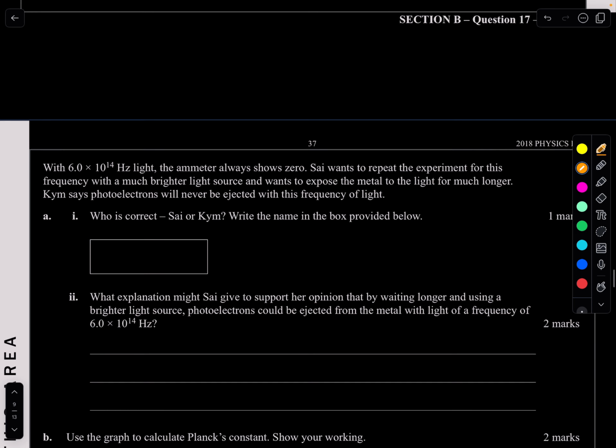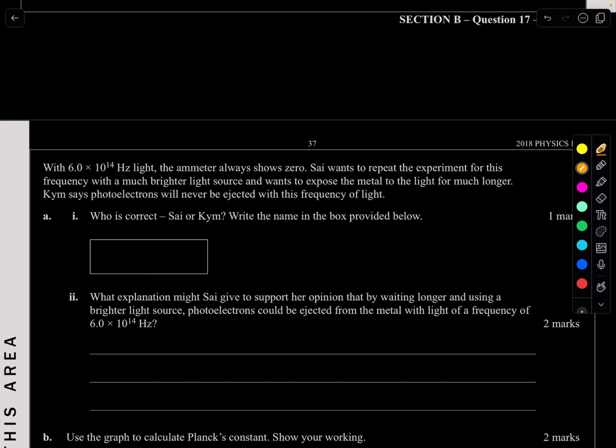With 6.0 times 10 to the power of hertz light, the ammeter always shows 0. Sai wants to repeat the experiment for this frequency with a much brighter light source and wants to expose the metal to the light for much longer. Kim says photoelectrons will never be ejected with this frequency.